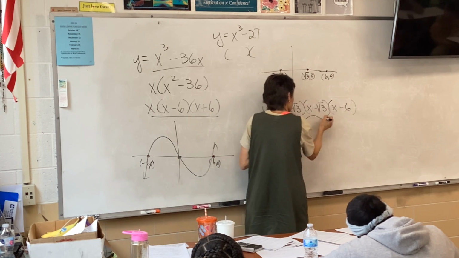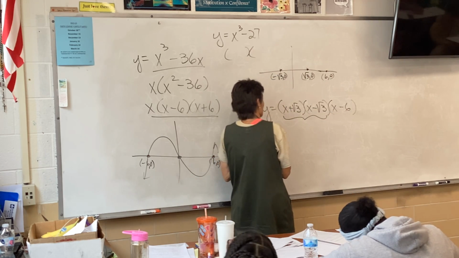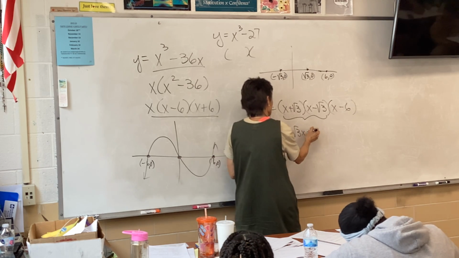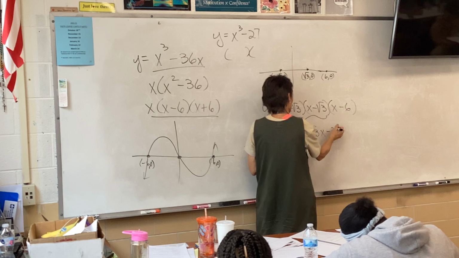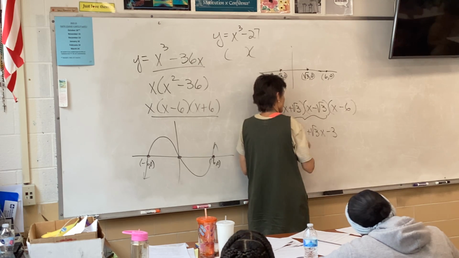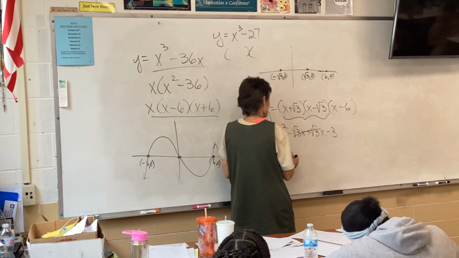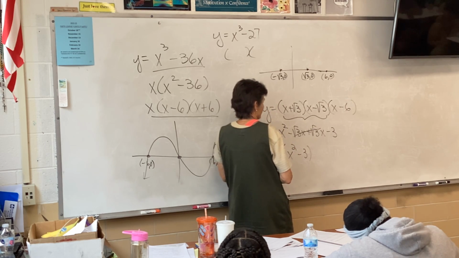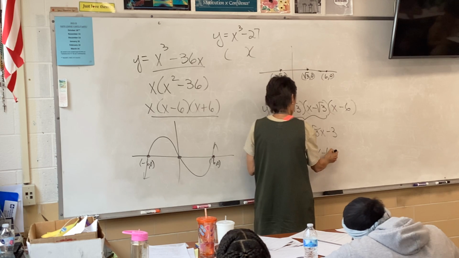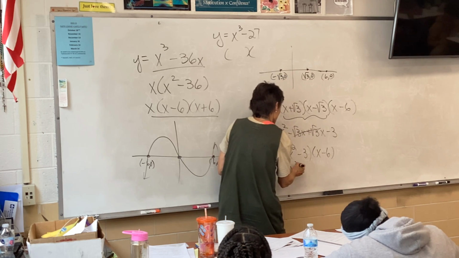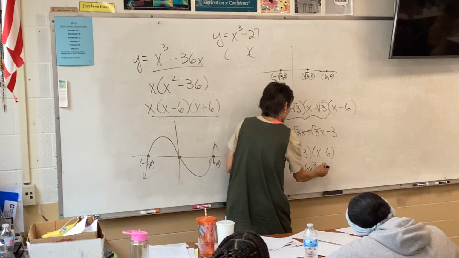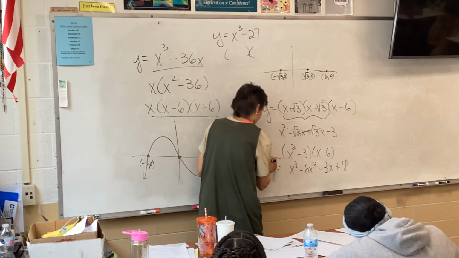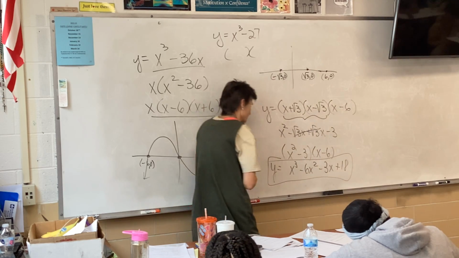So let's FOIL these two. So out go first, outside, inside, last. Remember, root 3 times root 3 is 3. Well, isn't that just x squared minus 3? And I'll multiply it times that. So x cubed minus 6x squared minus 3x plus 18. I think there it is, guys.